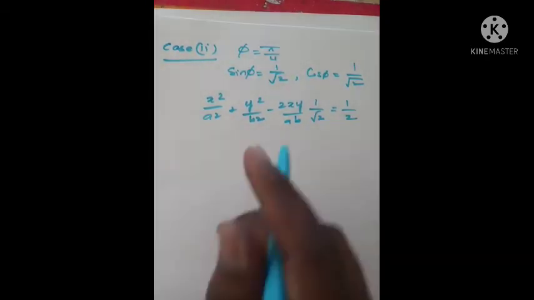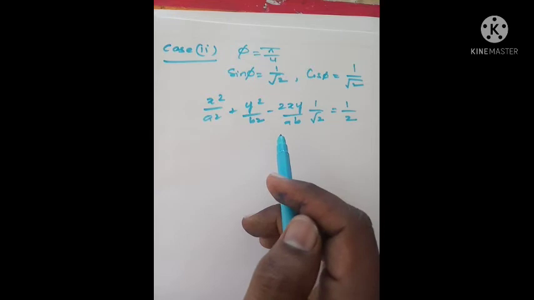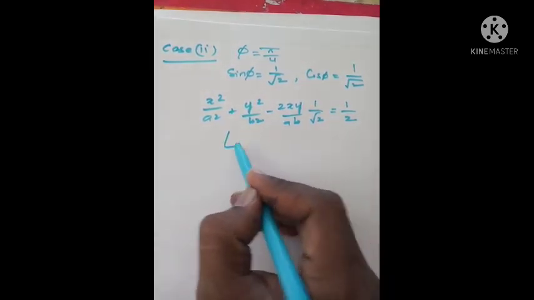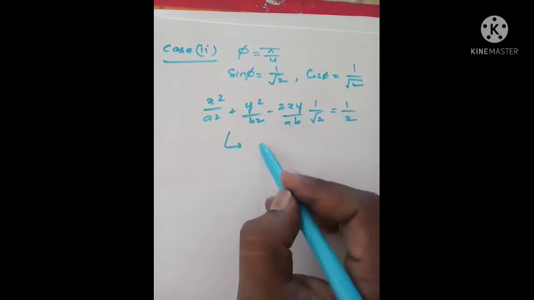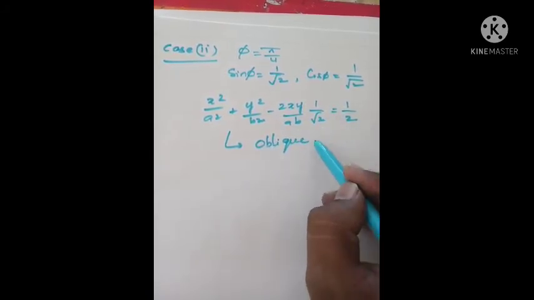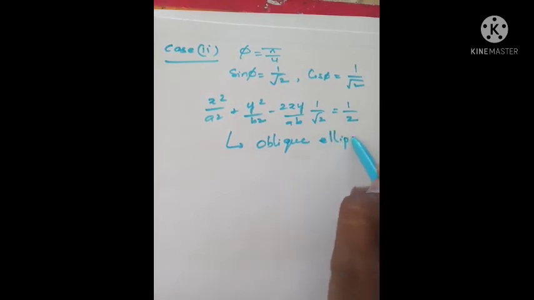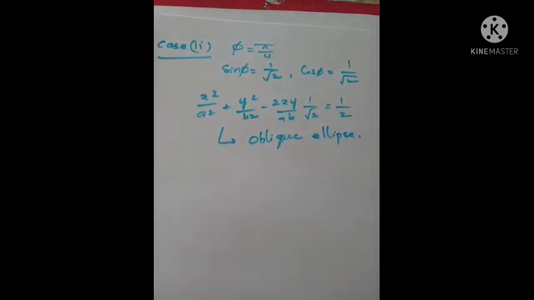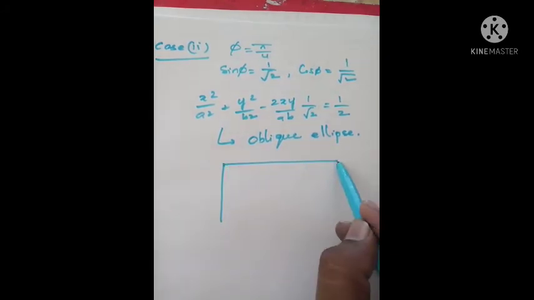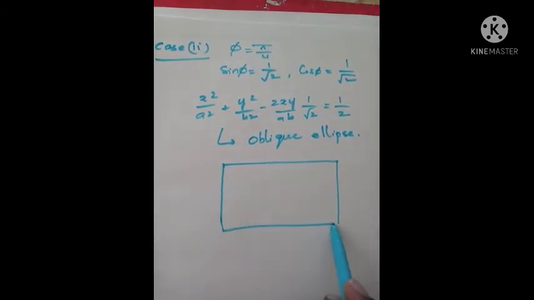Now this equation represents an oblique ellipse. Now the picture is like this. The resultant vibration can be like this.